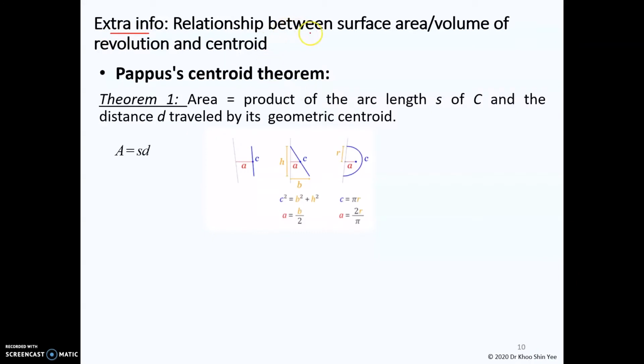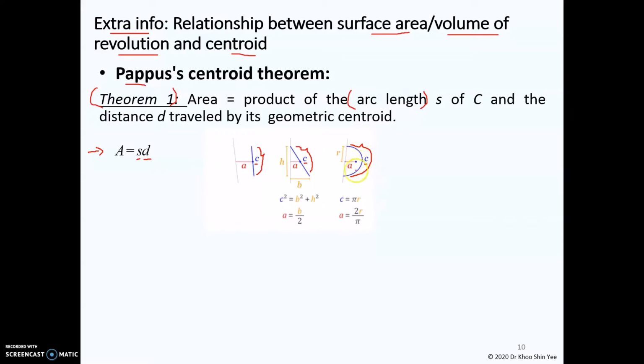So there is a relationship between the surface area or the volume of revolution with the centroid. In Pappus' first theorem, it suggests an alternative way to compute the area of revolution by using the product of the s, which is the arc length, multiplied with the distance traveled by the centroid. So you can see that in this case you have the arc length equal to c, and in this case the arc length is in semicircle, which is also equal to c.